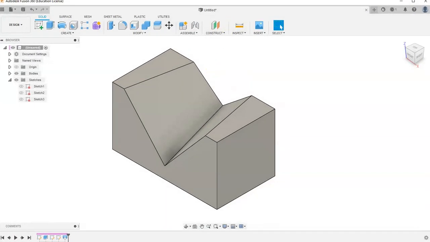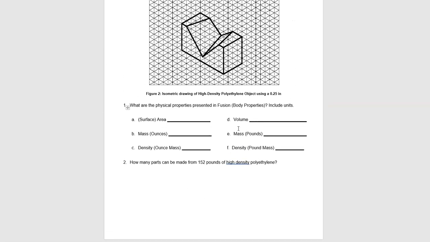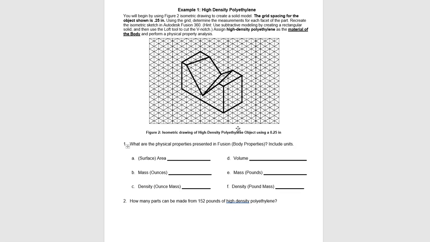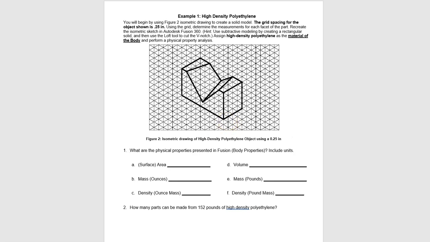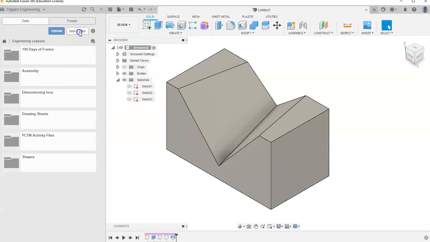I wanted to make a quick video showing you how to make these three shapes from this activity and how to change the material within Fusion. So let's go ahead and get started here. We're going to make this shape, but the first thing I want to do is make a new folder. Let's call it Material Properties.